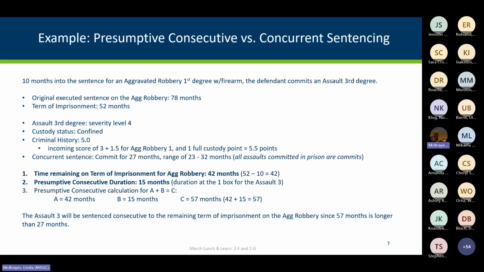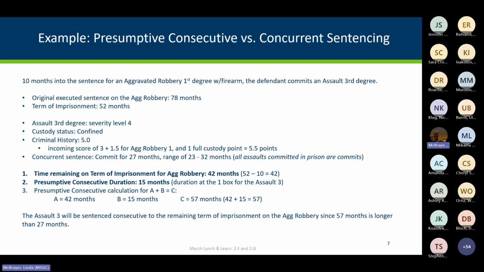One thing about consecutive sentencing, especially presumptive consecutive, is the policies do not speak to any credit they have. It does not speak to going back to the date when the offense occurred. So we want to be really careful with this, because there are times when they may commit the offense at the end of their term of imprisonment, and then they get out and they finally go back and deal with the assault that they committed in prison. And now we don't have a term of imprisonment left because they're out.